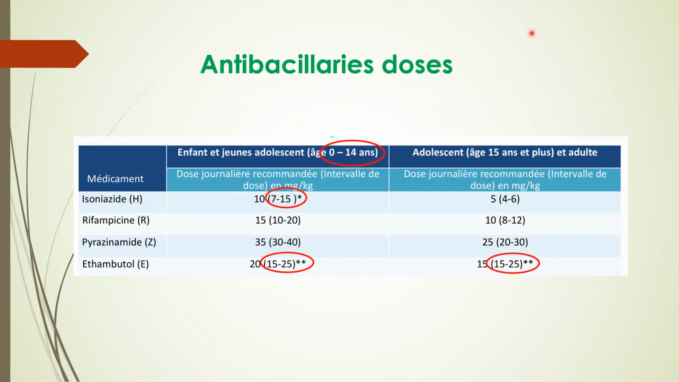And the doses that we have to give to the adults are, for isoniazid, an average of 5 milligrams per kilogram, but we can give between 4 and 6. Rifampicin is 10 milligrams per kilogram, but we can give between 8 and 12. Pyrazinamide 25 and ethambutol 15.